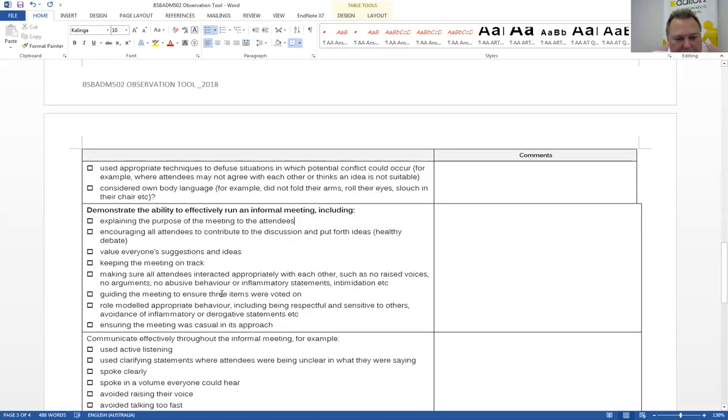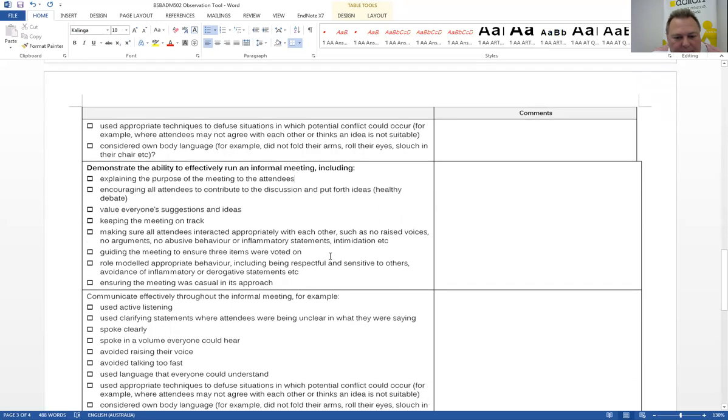Guided the meeting to ensure 3 items were voted on. Role modeled appropriate behavior, including being respectful and sensitive to others, avoidance of inflammatory or derogatory statements, etc. Ensuring the meeting was casual in its approach.